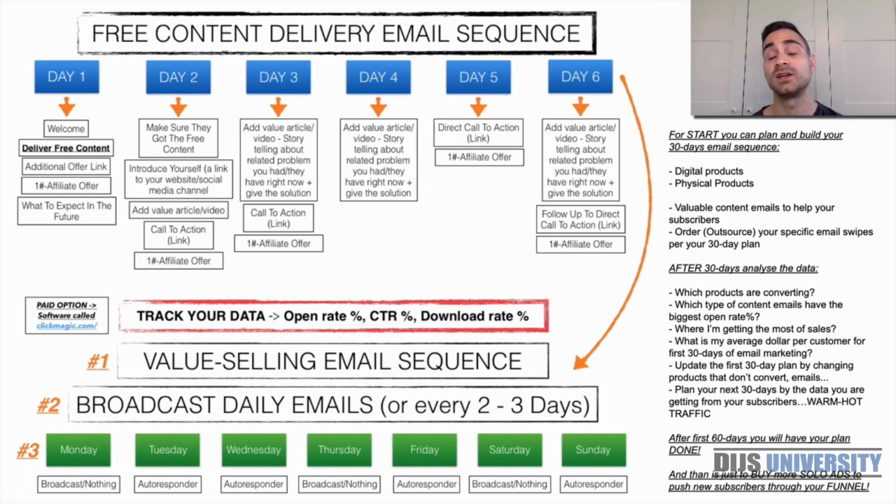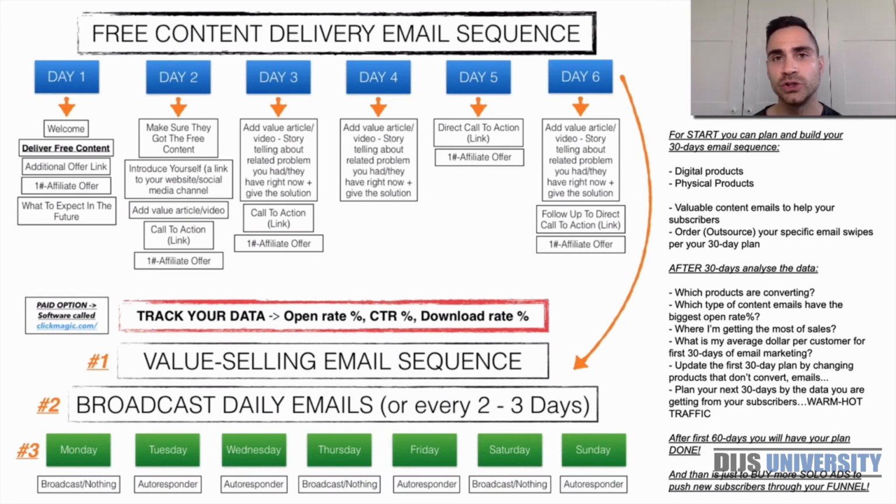Let's have a look to the right side what you want to do. So for start, you can plan and build your 30 days email sequence. So plan your digital products that you want to promote, physical products if you want to add to additional digital product list, valuable content emails to help your subscribers, what kind of topics you want to actually talk about, and they need to be related to the digital products or physical products that you will be promoting. And the last one is actually to order, so outsource your specific email swipes for your 30-day plan.